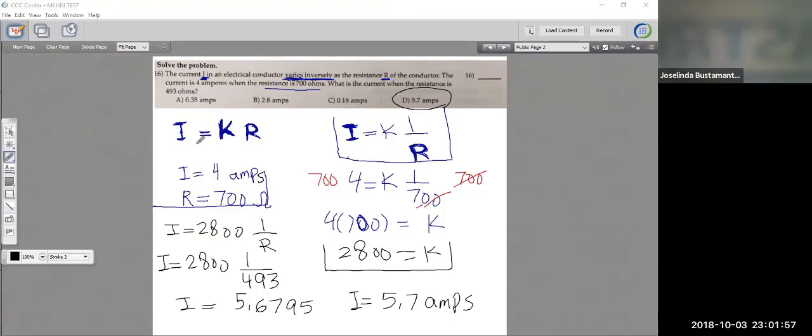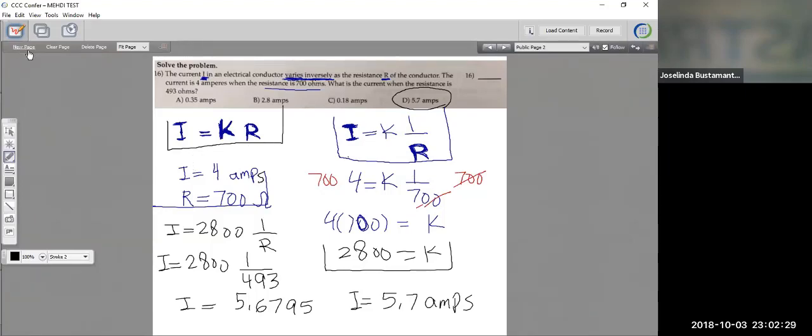So the question is, what's the difference between I is equal to K times R, or I is equal to K times 1 over R? When it says I varies directly with respect to R, then we would write I is equal to some factor K times R. When they say I varies inversely, then you would put I equal to some factor K times 1 over R. So inversely would be 1 over that variable. So it could be jointly, like I said.